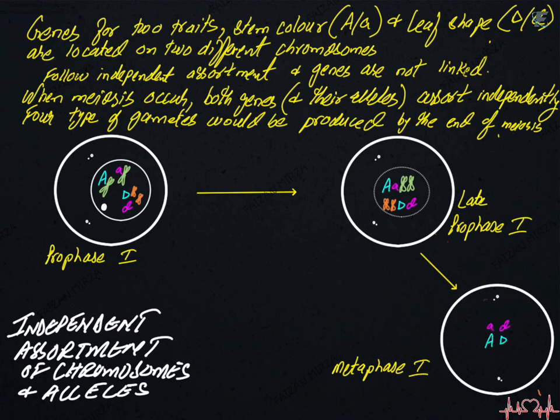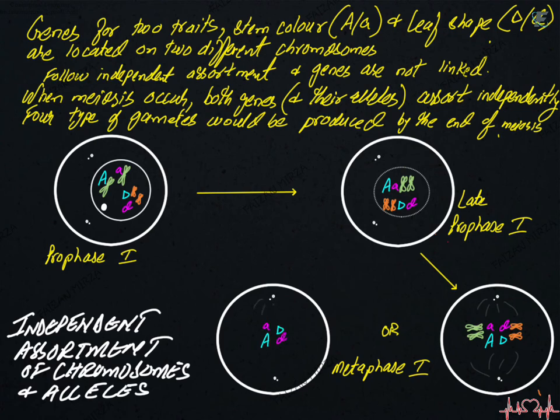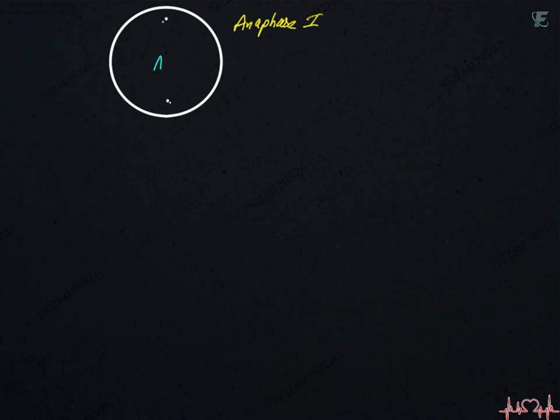In metaphase 1, the chromosomes line up in the center, and they line up as pairs. They can line up in such a way that small a is here and capital A is here, small d here and capital D here. Or they can line up in such a way that capital A and small a are here, very similar to this, but capital D is at the top and small d is here. It's rotated. So they can arrange in these two ways. There is no third way for these two traits. Now, anaphase 1 occurs and these alleles get pulled apart, not pushed apart.